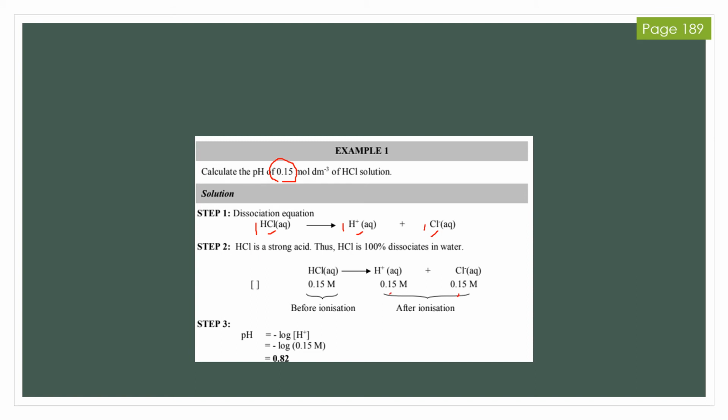Next step, you need to calculate the pH using the equation. pH will be equal to negative log H plus. Make sure you write down this equation. Yang ni dia ada markah kat situ, dia boleh bagi. Okay? So, you write down the equation, undergo substitution of the value into the equation, tekan calculator, you will get the answer. Ini adalah for the strong acid punya calculation.